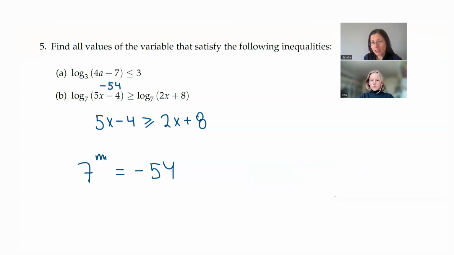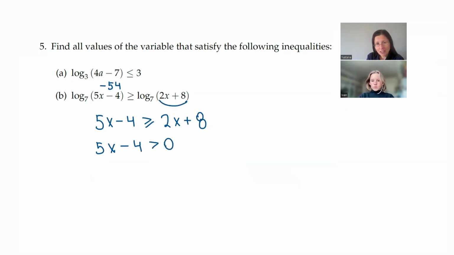So that's to find the domain. For the domain, 5x minus 4 has to be strictly greater than 0. So that's another condition. And for the second logarithm, same story. For the domain, 2x plus 8 will have to be greater than 0. Now we need to solve all 3 of these. So let's start with the first one, and then we will add the 2 more conditions that we wrote.